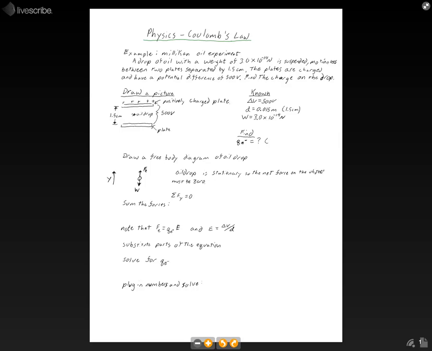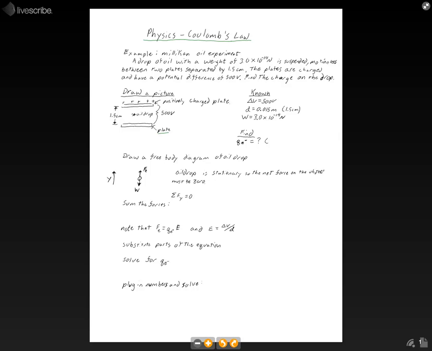As is always helpful with these problems, try and draw yourself a picture to see what's happening. So we have a plate on the bottom, and we have a positively charged plate on the top, and then we have a little drop of oil in the middle. And so that's what we've got happening.